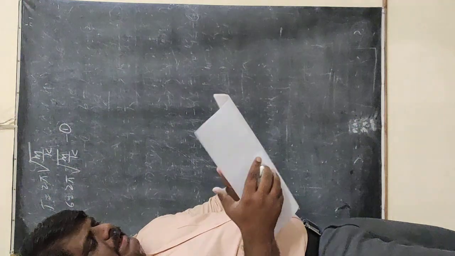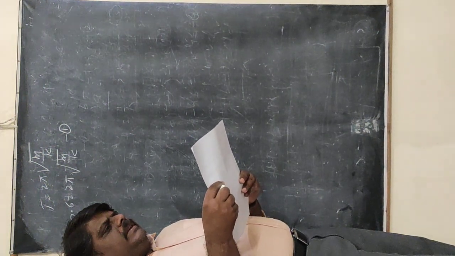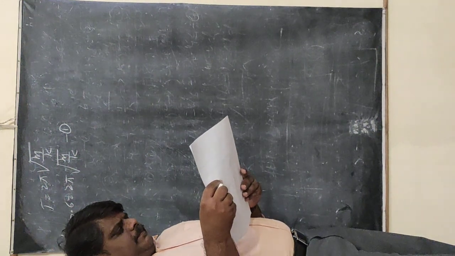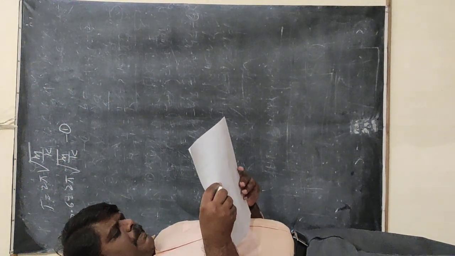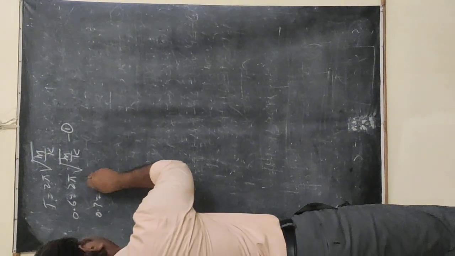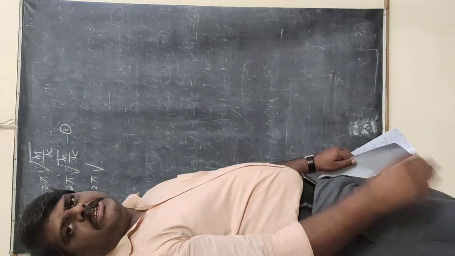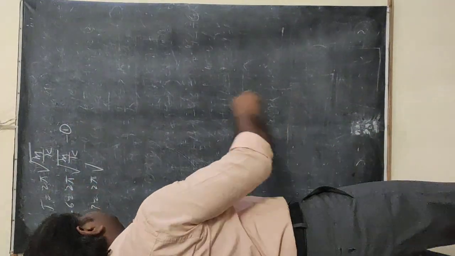Next, go for the second case. In the second case, how much value is given to you? The value is given as 0.7 seconds. So 0.7 seconds is equal to 2 pi into under root of, this time how much mass? Extra mass is attached, additional mass. So additional mass means what happens?